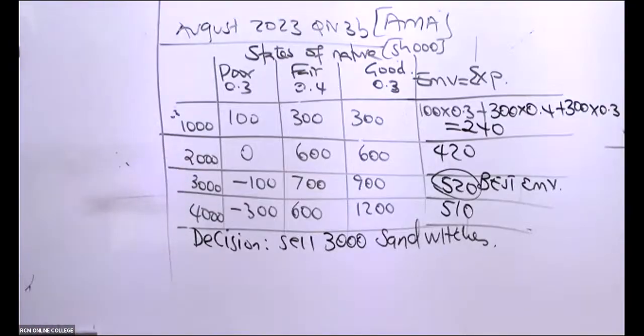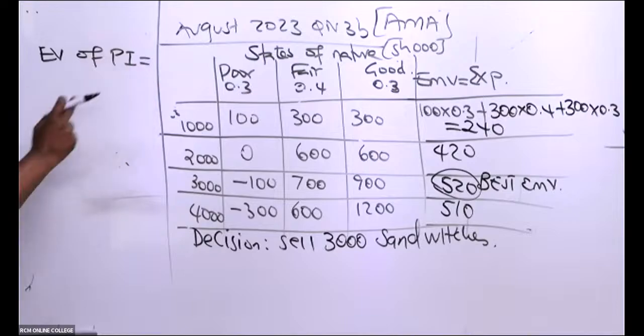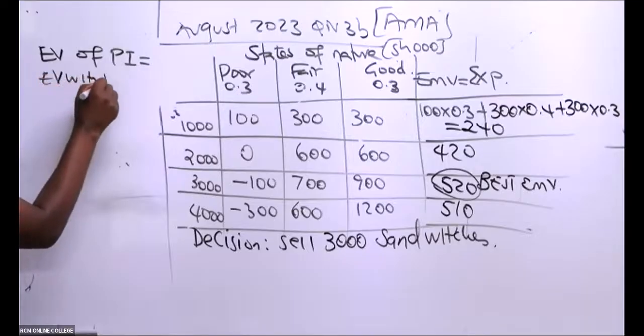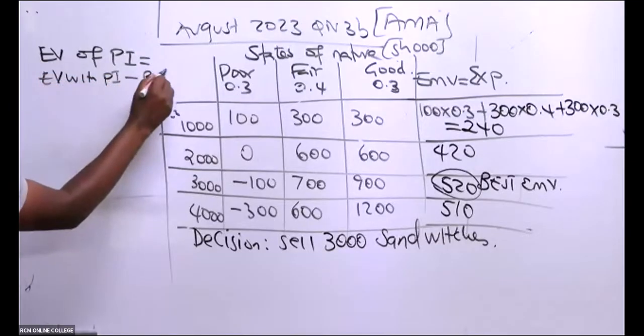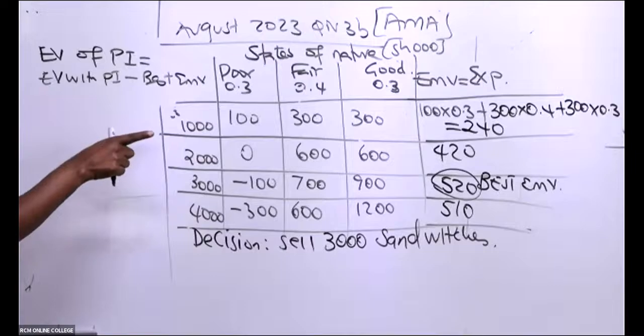So anytime they want us to give them expected value of perfect information, how do we get it? To get this one, we normally take expected value with perfect information minus the best EMV. We shall always take expected value with perfect information minus the very best EMV that we have here.